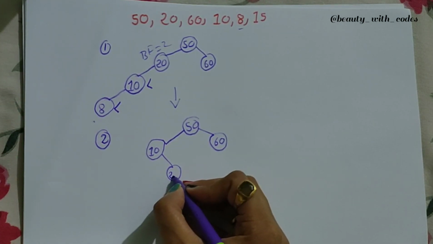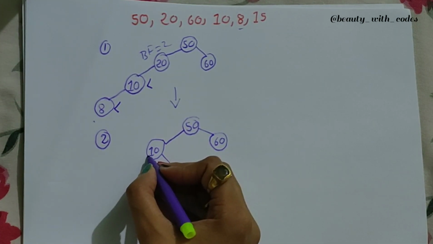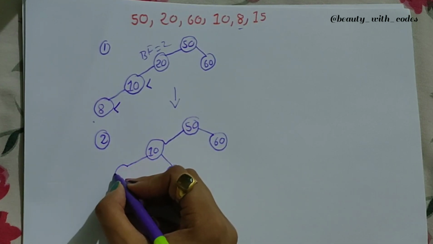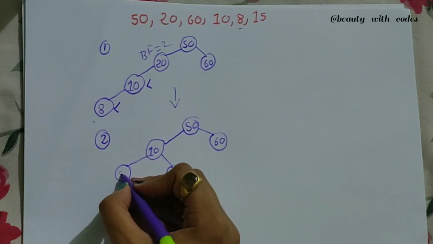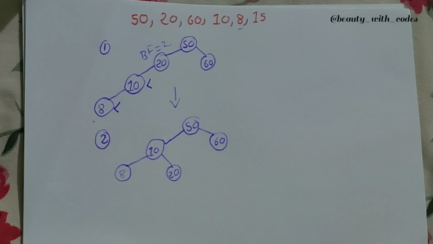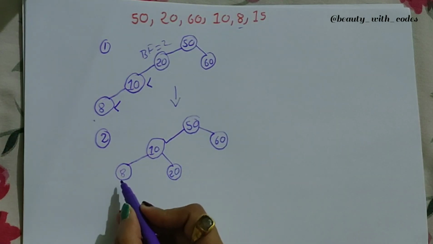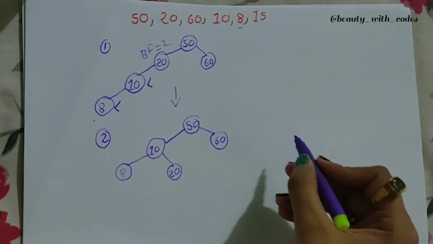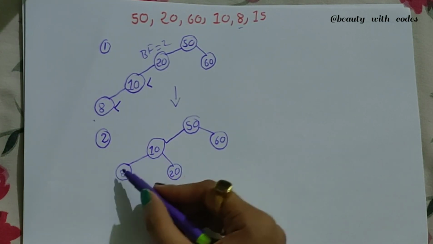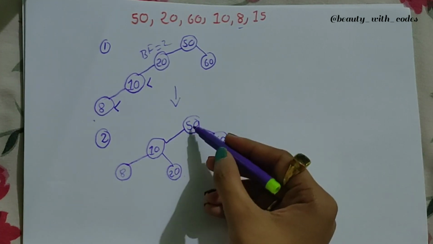Why right child? Because 20 is greater than 10, and we don't need to do anything with it. So yes, fine. So yes, what about balance factor of everything now? So balance factor of 8, 20 and 60, 0. You know the reason. What about 10? Again 0.